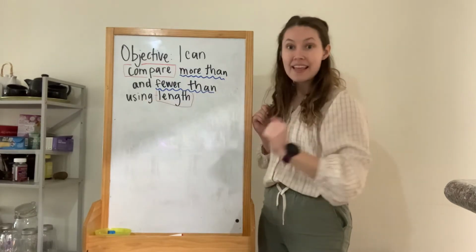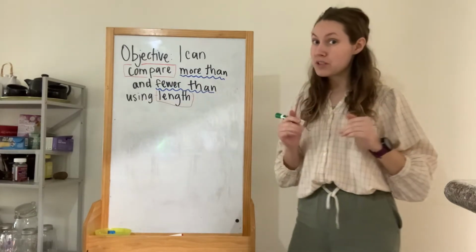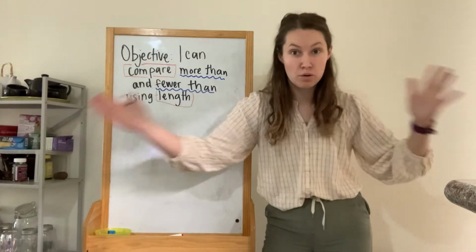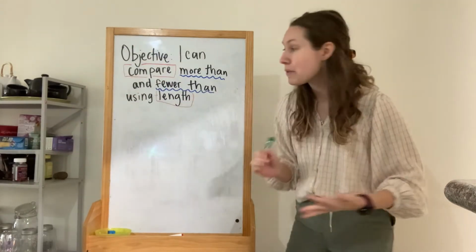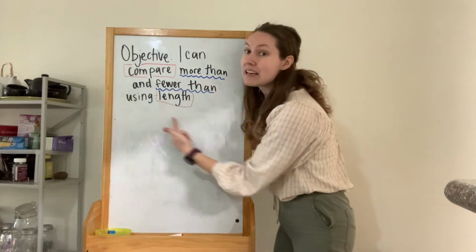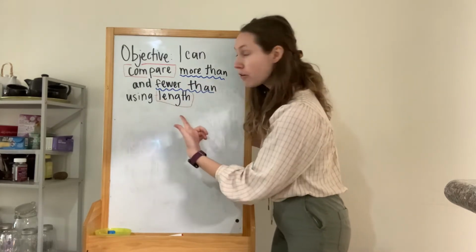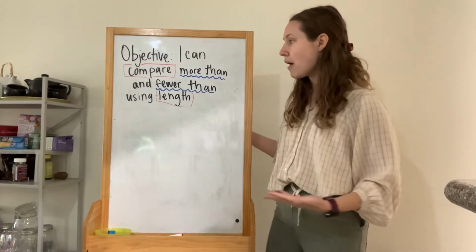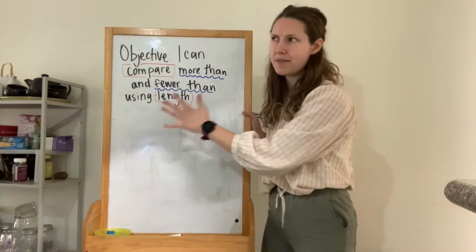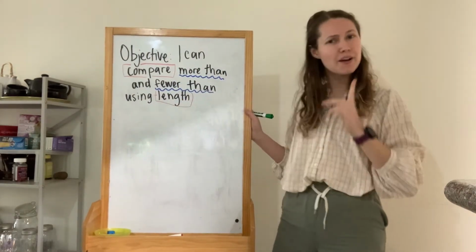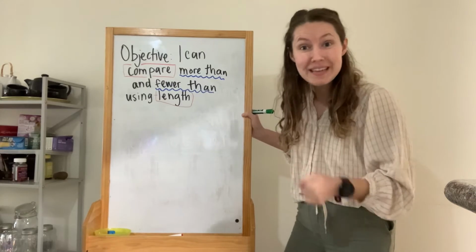Using length, that is describing when we would talk about things being longer or shorter than. So today we're going to be looking at things and their length, things that are longer or shorter, and talking about more than and fewer than. How's that going to work? Well, let's do an example together.